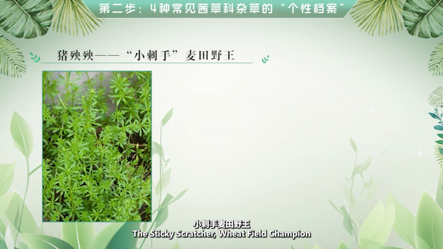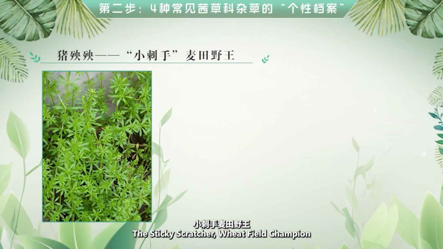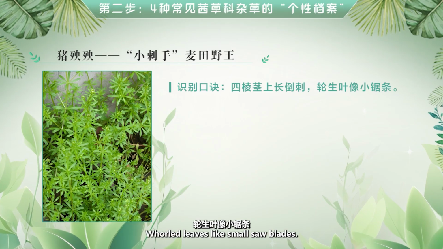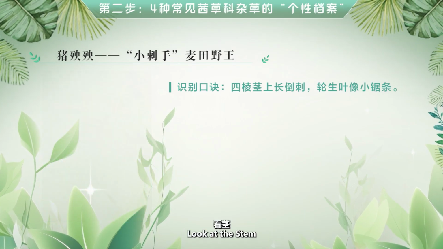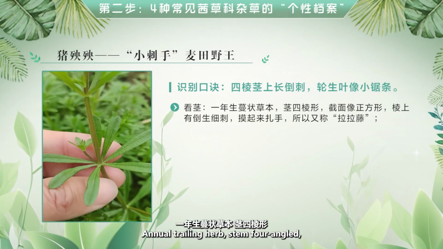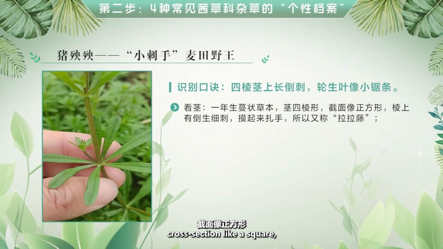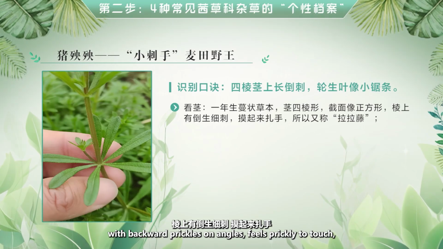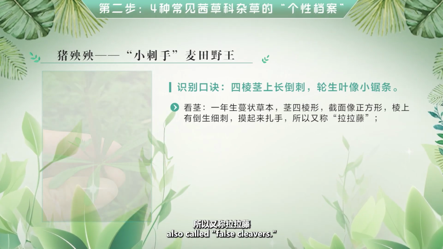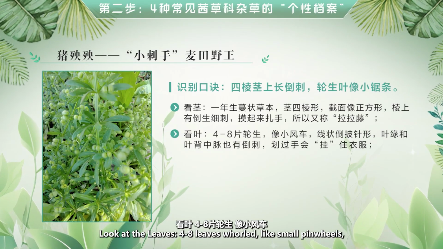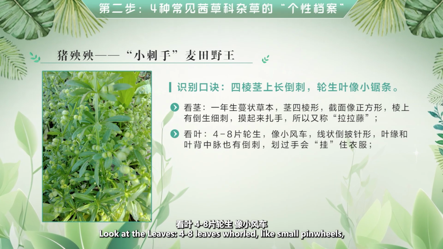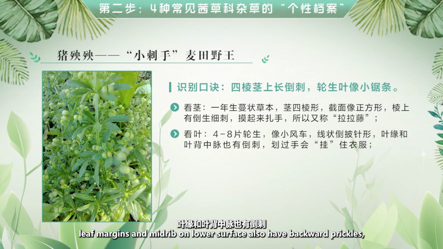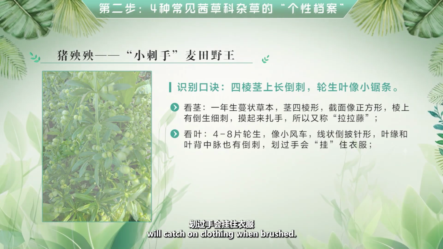3. Cleavers, the sticky scratcher, wheat field champion. Identification rhyme: prickles on four-angled stems, whorled leaves like small saw blades. Look at the stem: annual trailing herb, stem four-angled. Cross-section like a square, with backward prickles on angles, feels prickly to touch, also called false cleavers. Look at the leaves: 4 to 8 leaves whorled, like small pinwheels, linear oblong ciliate. Leaf margins and midrib on lower surface also have backward prickles, will catch on clothing when brushed.